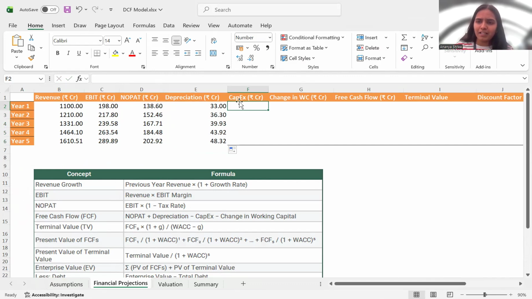Now, capex is cash outflow for fixed assets. For simplicity, we model capex as a percentage of revenue. Capex is equal to revenue into capex percentage. I'll use 4% as an assumption. So I type revenue into capex.